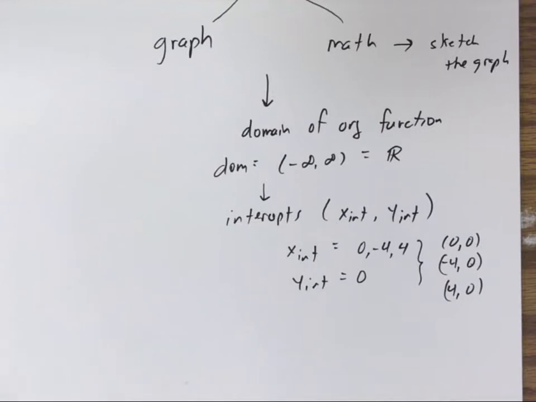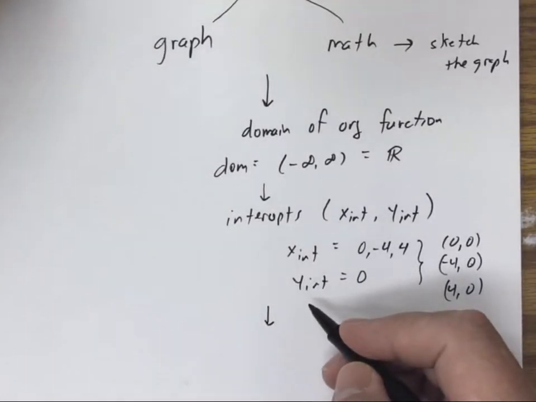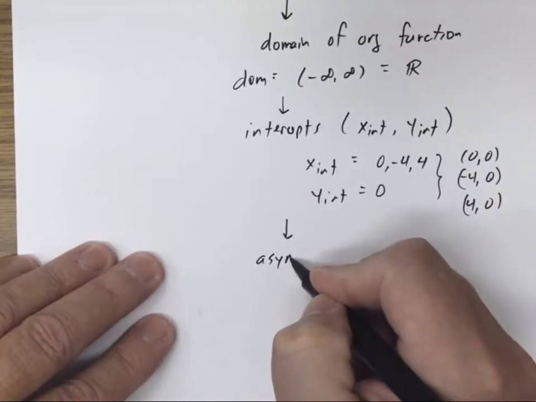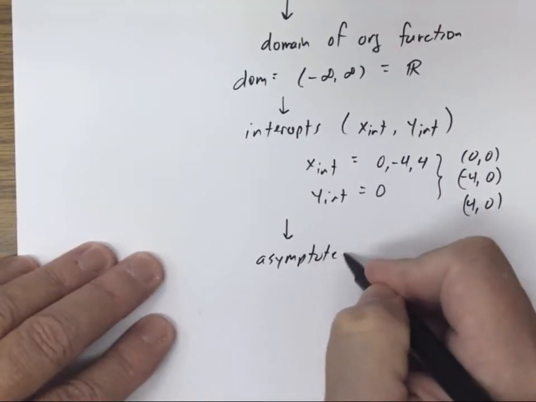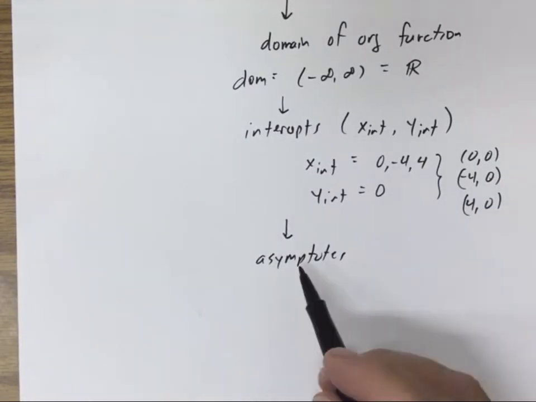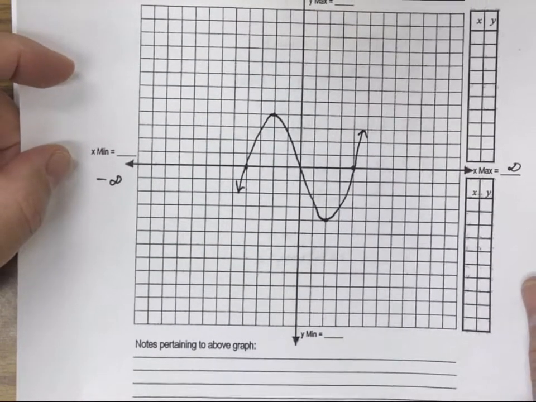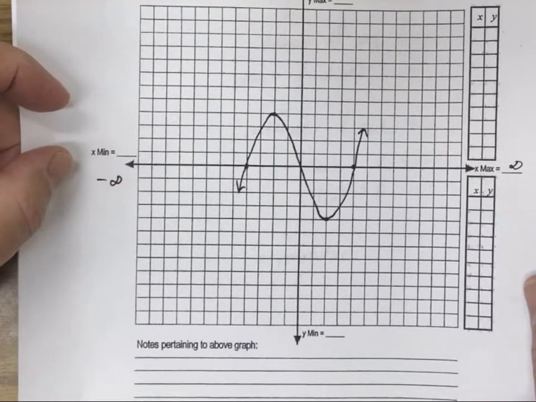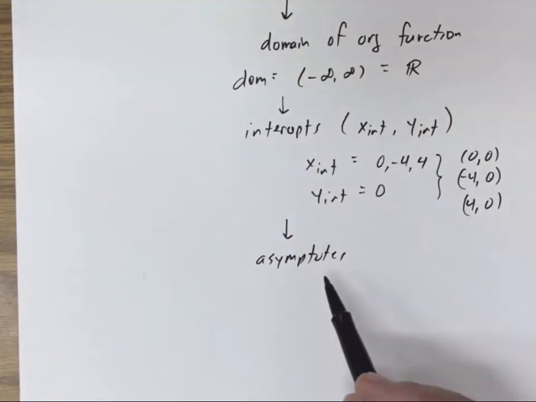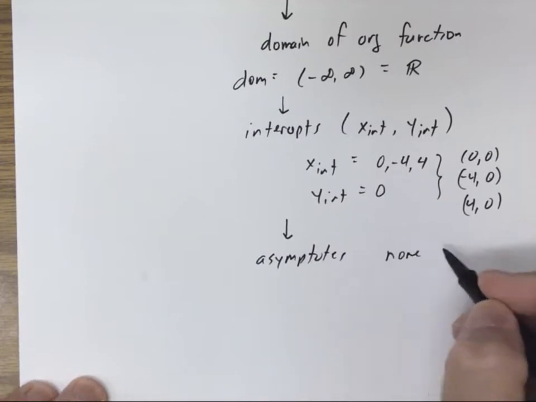All right. Now, the next thing that we would look at are asymptotes. We're actually going to do a second graph in a minute that will have asymptotes. So let me hold off on this. This graph does not have any asymptotes. Let me hold off on describing asymptotes, and we'll talk about it in depth on the next graph we're going to do. So there are no asymptotes for this one.